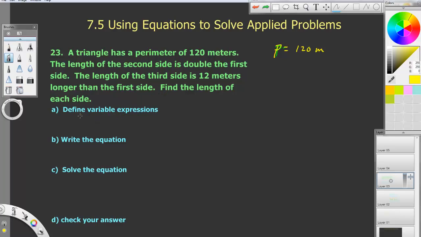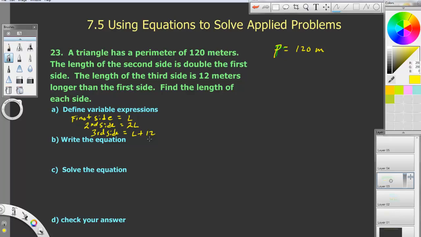So when we define our expressions, we're going to let the first side equal L. Then the second side, well, let's review. The second side is double the first side, so that's 2L. And the third side of the triangle is 12 meters longer than the first side, so that would be L plus 12. And that satisfies part A.